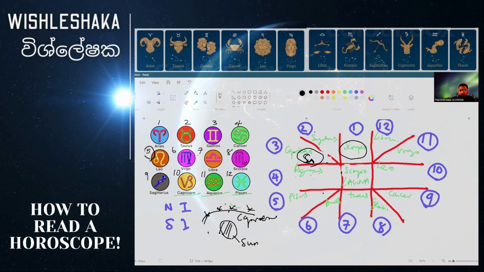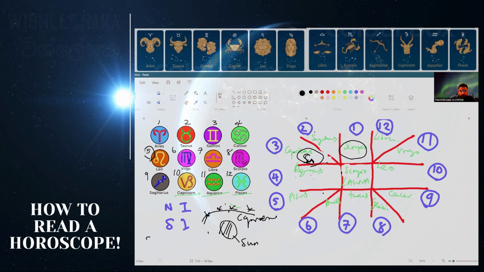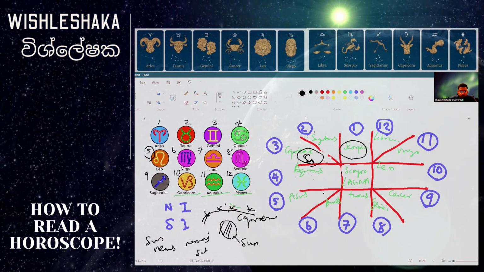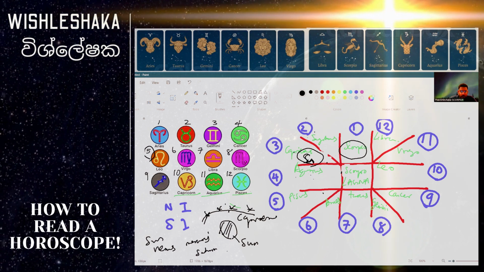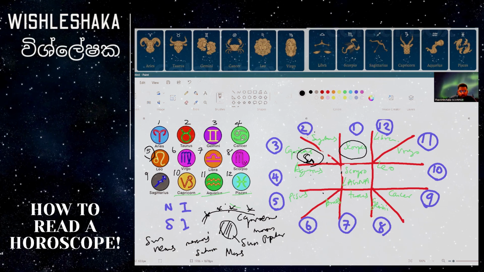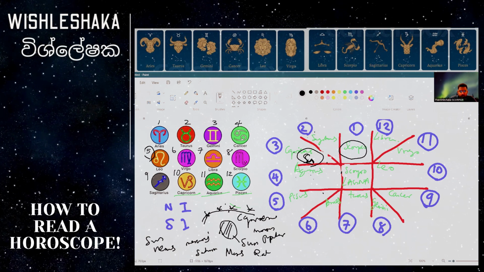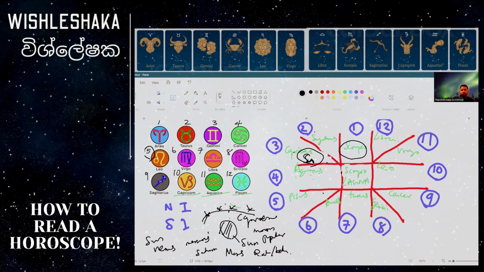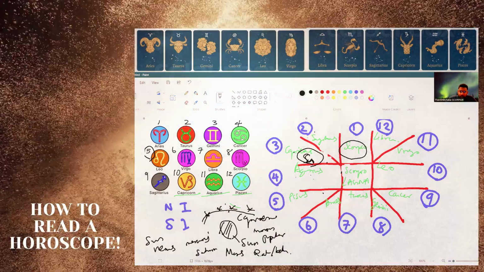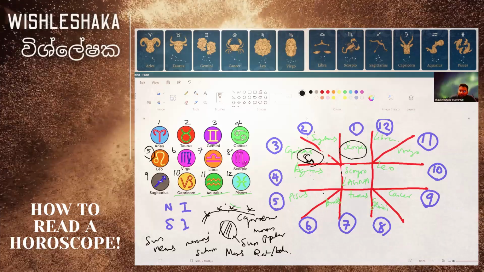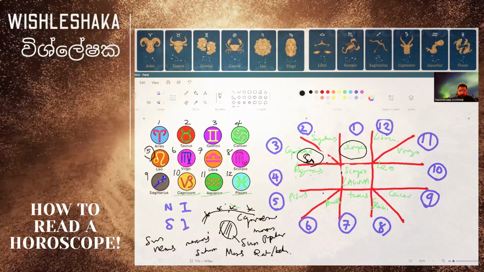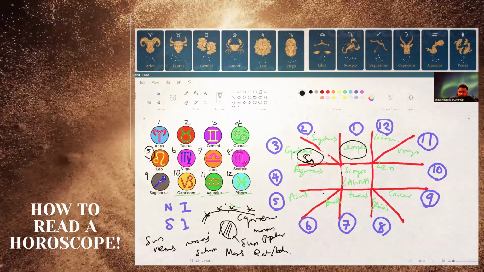So you have all the planets. What are the planets? Sun, Venus, Mercury, Saturn, Mars, Moon, Jupiter, and you have Rahu and Ketu. Any time when you see the sky, these planets are in front of some sign. So you put each planet in that particular sign. That's what we do.